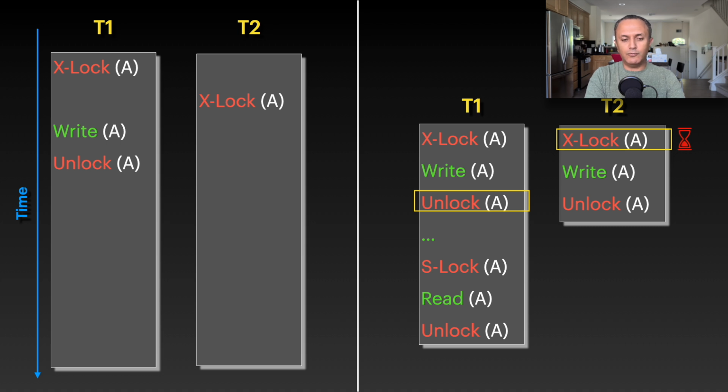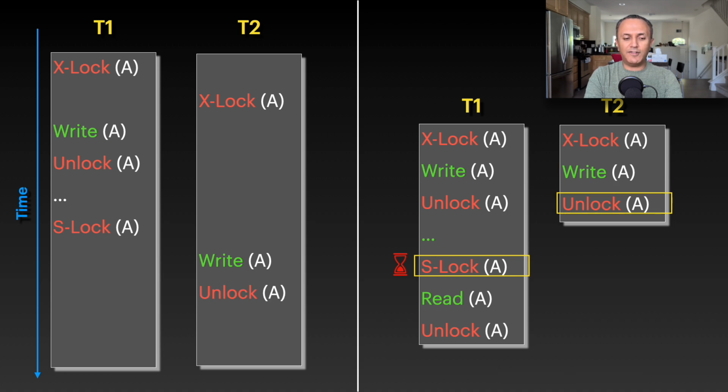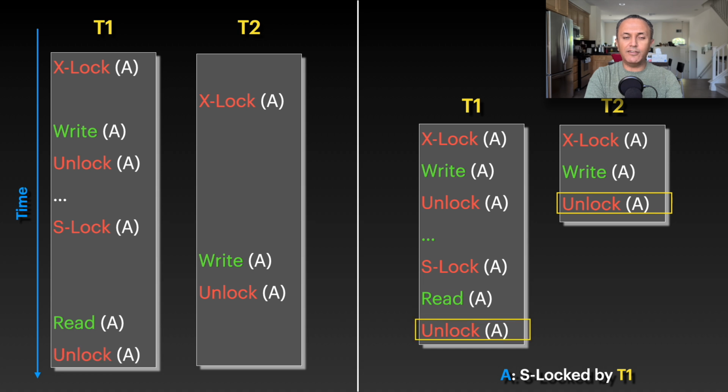Then T2 will be able to proceed and acquire the X lock that it was asking for, and it can keep going. However, assume that control just returned to T1 for some reason, and now it's trying to acquire an S lock, or a shared lock, on A. Again, A is now locked by T2 using an X lock. S locks and X locks are not compatible, so T1 will have to be blocked and wait. So T1 now cannot proceed any further, but T2 can. T2 will do the write A, and then it will unlock A. So now T1 can proceed and acquire the S lock that it was requesting, and now T1 can do the read and unlock at the end.